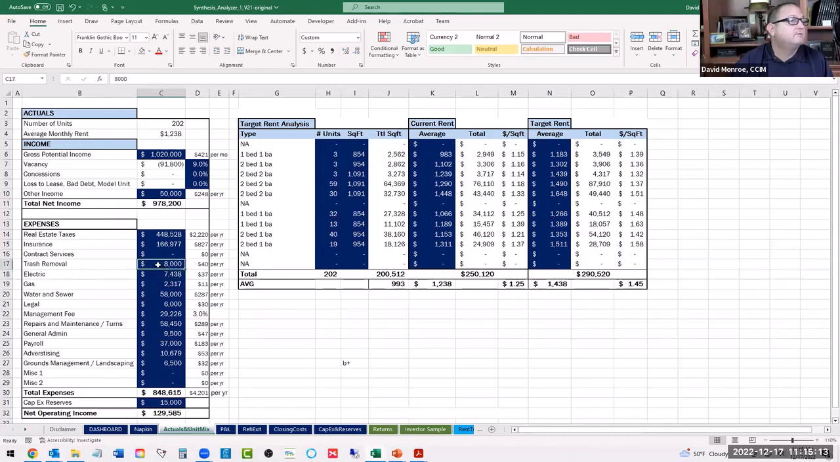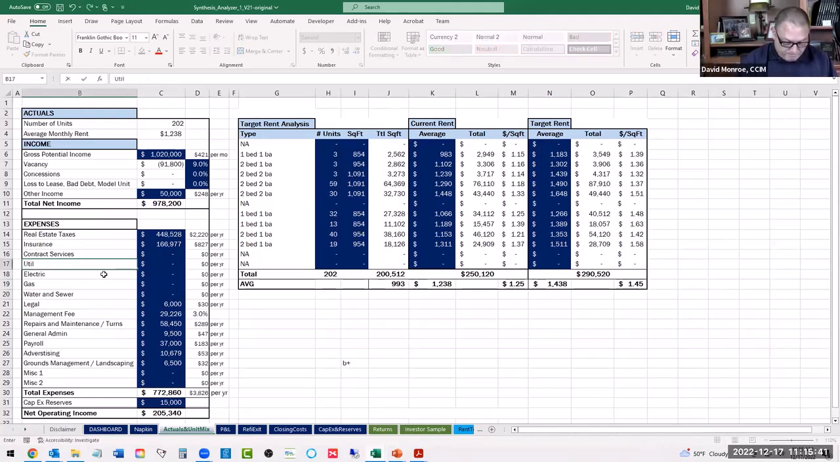For now, trash removal. That's probably going to fall under... Where's utilities? Let's see. Yep, trash is under utilities, so I'm going to put 0 for that for now. Electric, I'm going to put 0. Gas, 0. Water, sewer, 0. And for trash removal, I'm going to put utilities.